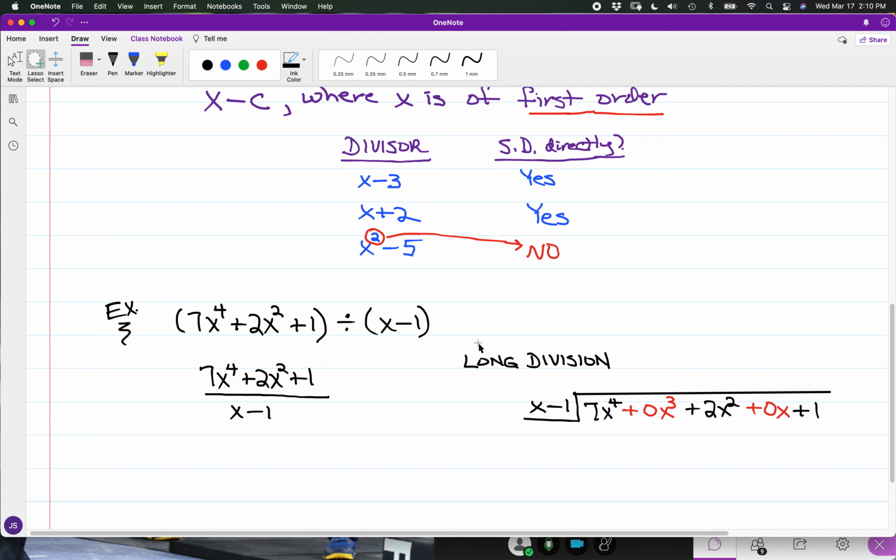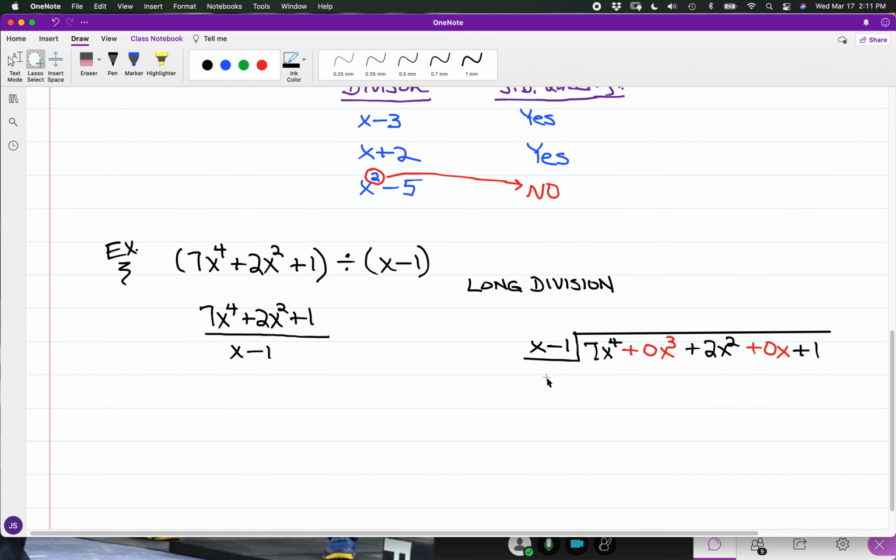Okay, so just taking what we have with the long division, both the divisor and the dividend are in descending degree order, and we're looking for the quotient. We look at the highest degree terms: I have x from the divisor and 7x to the fourth from the dividend. So the first term of the quotient comes from taking x into 7x to the fourth, or 7x to the fourth divided by x. This is going to be 7x cubed.